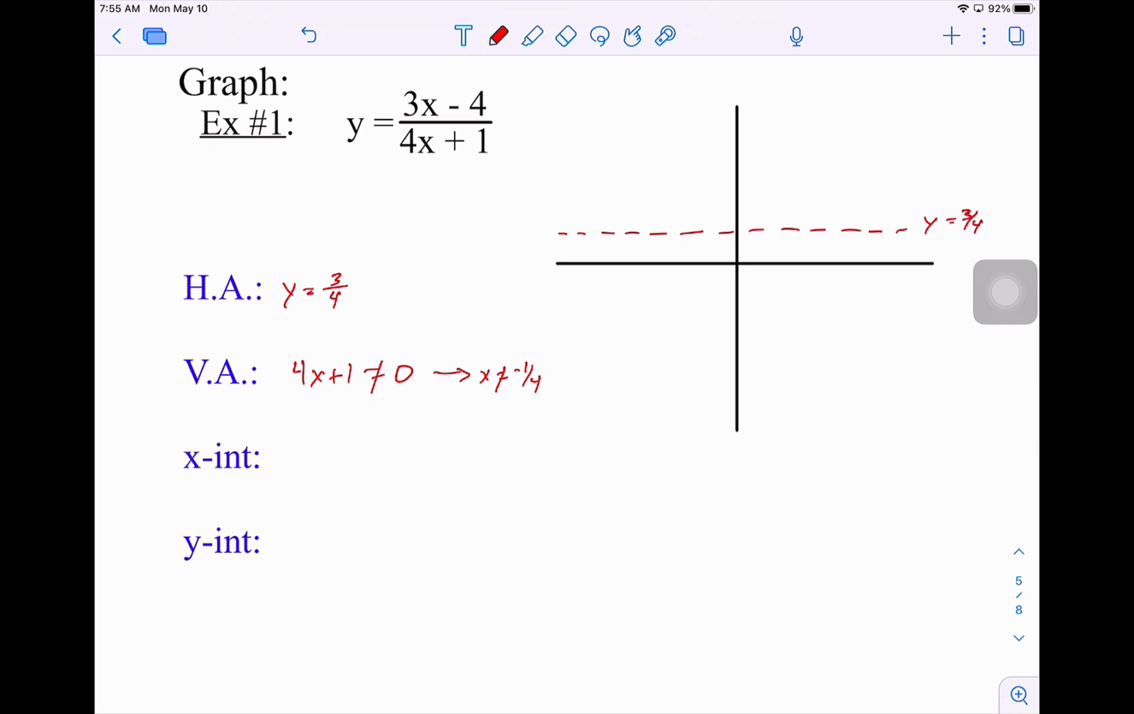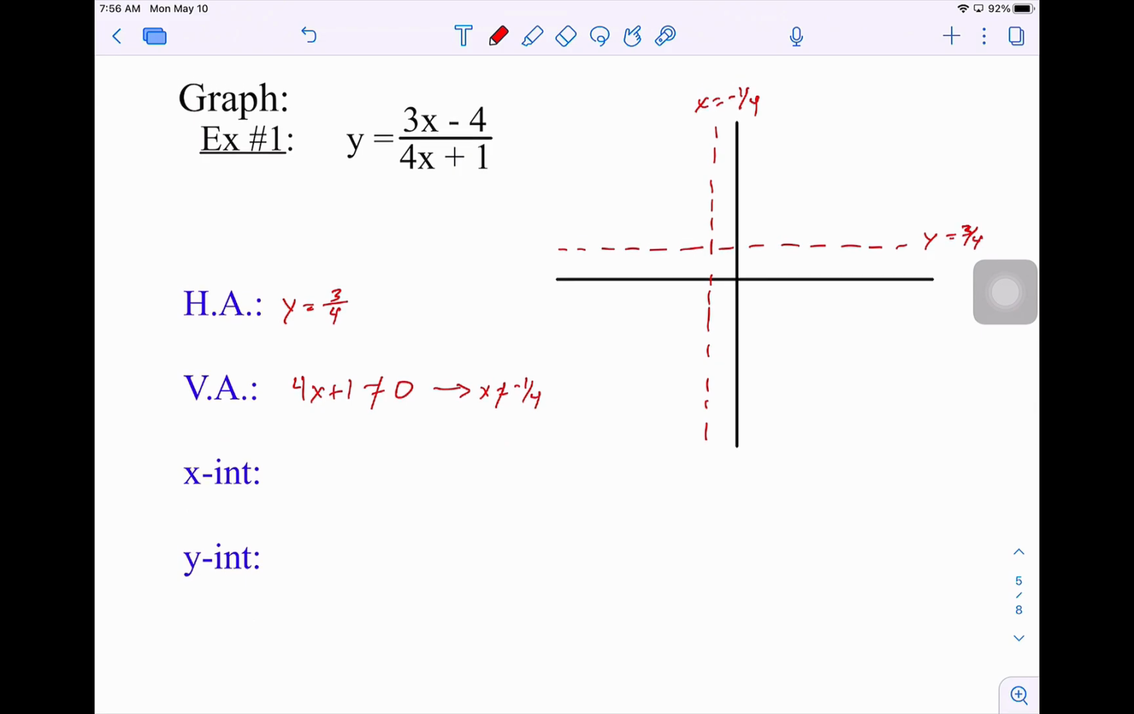Let me stop for a second. Does it make sense? Do you understand why it cannot equal negative 1/4? The main idea is you can't divide by 0. Negative 1/4 is the value that if you plugged it into that equation would give you 0 in the denominator. Not allowed. So that's where that's coming from. So let's put a vertical asymptote in here, approximately right here. X equals negative 1/4. There are my vertical and horizontal asymptotes.